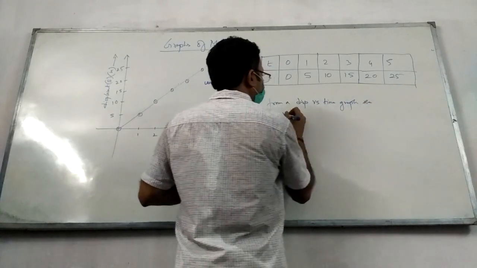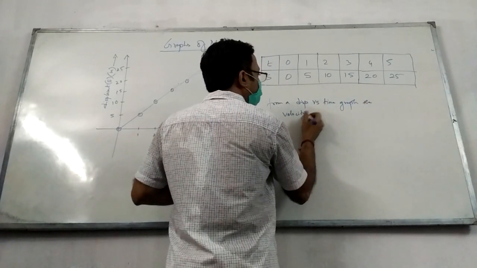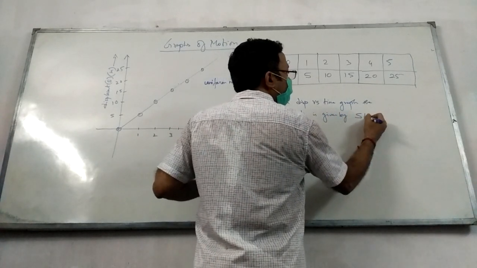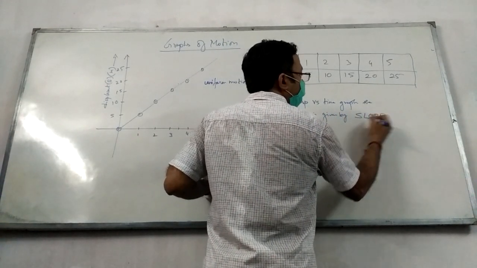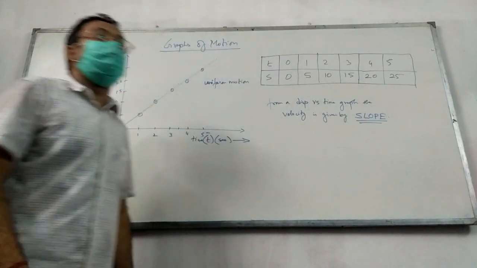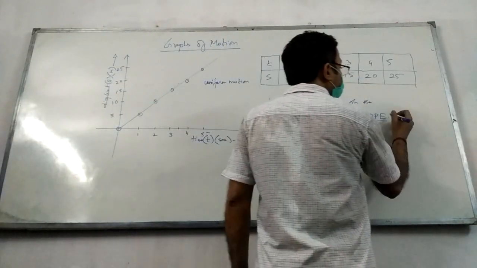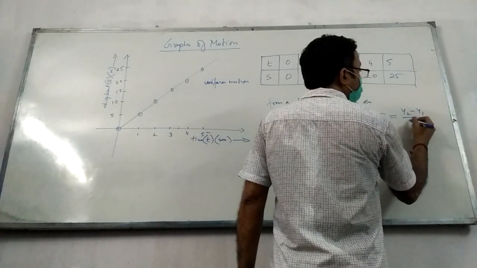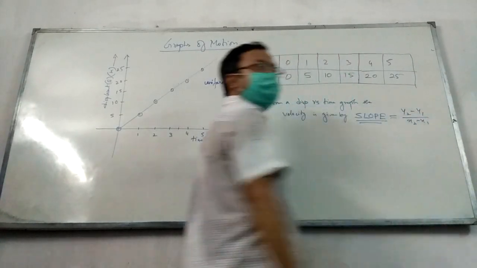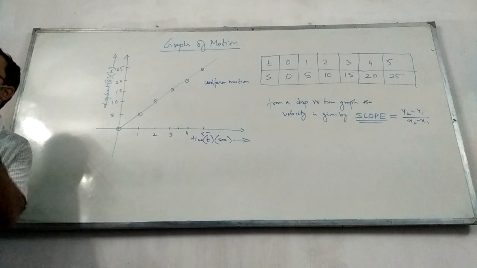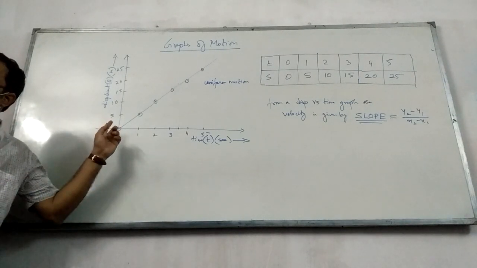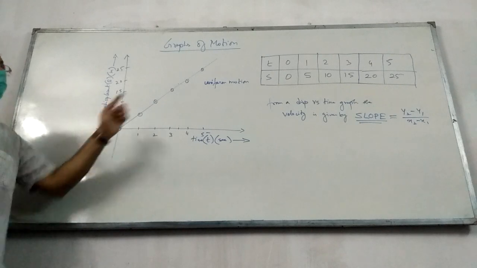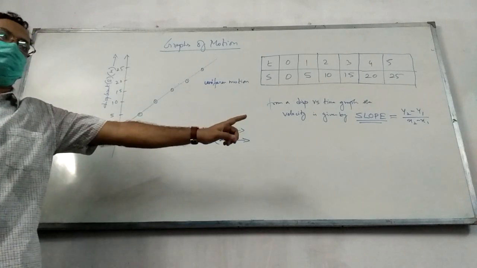the velocity is given by slope. Velocity is given by what is slope? In general, for any graph, slope is y2 minus y1 by x2 minus x1. Means you take any 2 points on this graph, these are the coordinates, and then do y2 minus y1 by x2 minus x1.